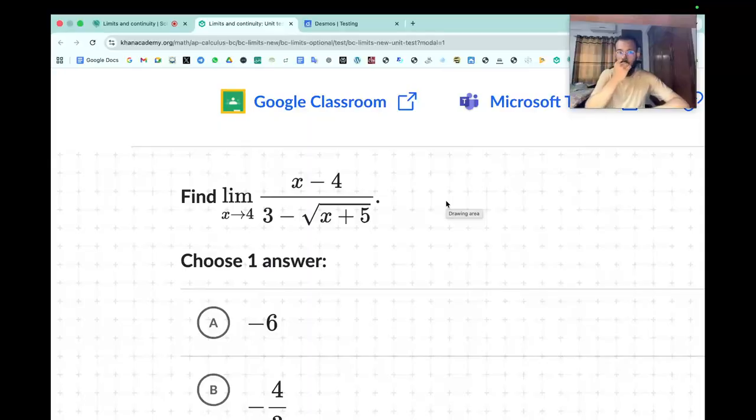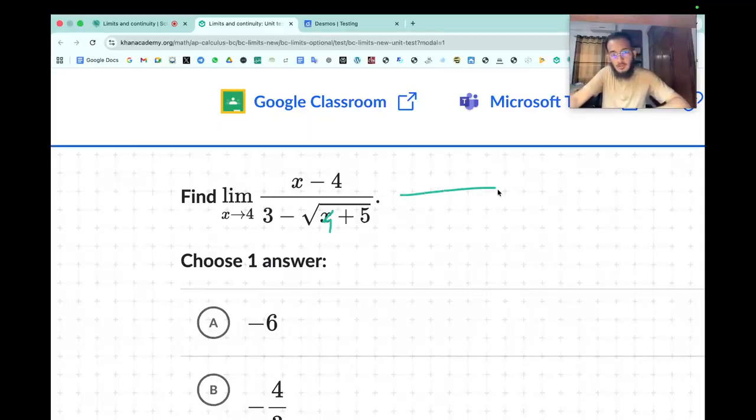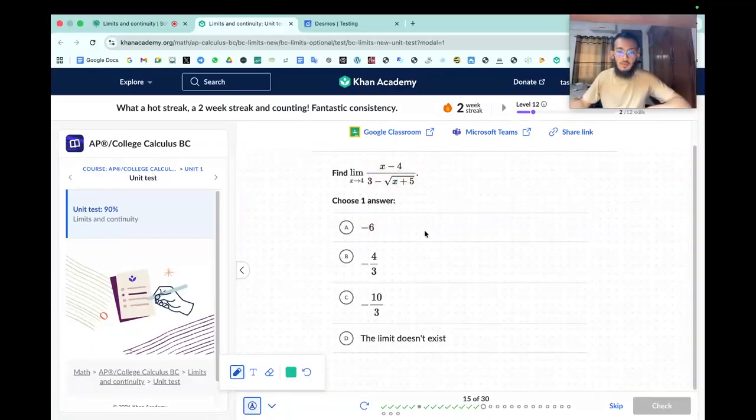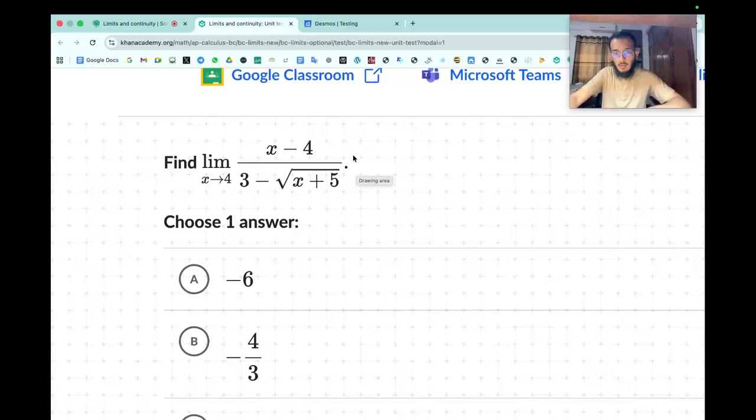Find the limit of this function as x tends to 4. If you plug in 4 here, we get 9. So root 3 minus root 9 is 3, and 3 minus 3 is 0. What about this? 4 minus 4 is 0. So indeterminate form. We have to change it by multiplying it with the conjugate.